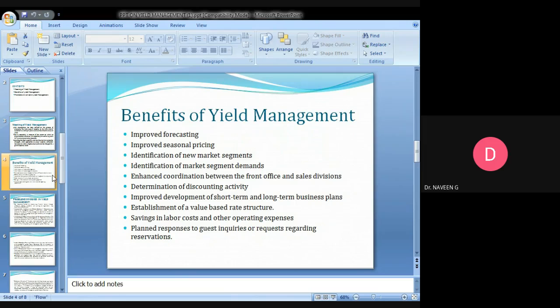So this is one of the core areas where yield management will make the service industry, especially at the time of festival or any occasion, raise the prices and create a demand for the customer. Next, it will enhance coordination between front office and sales division.